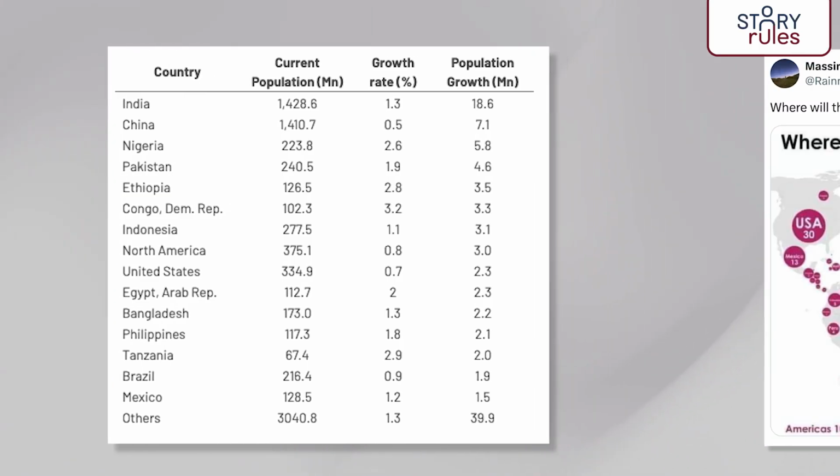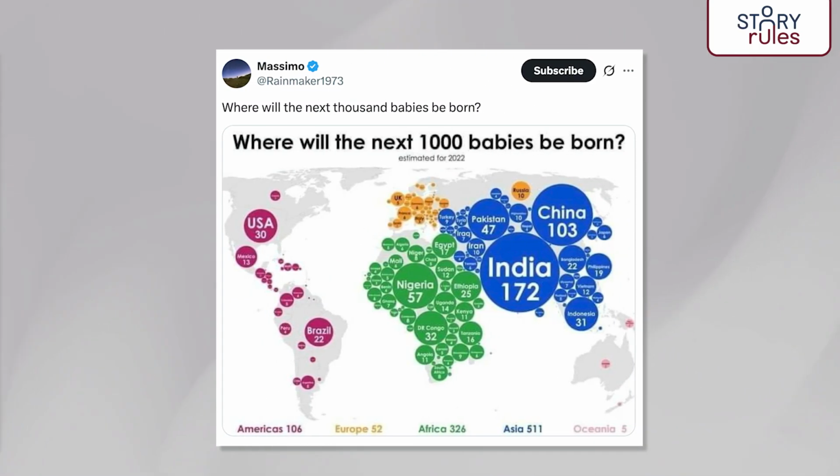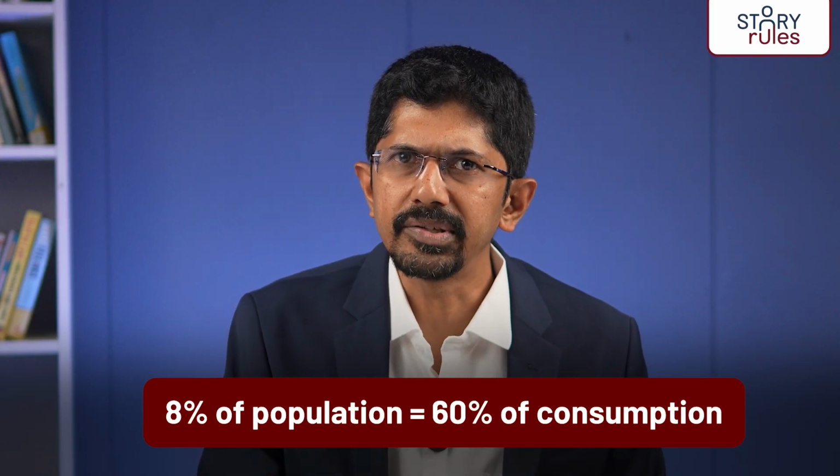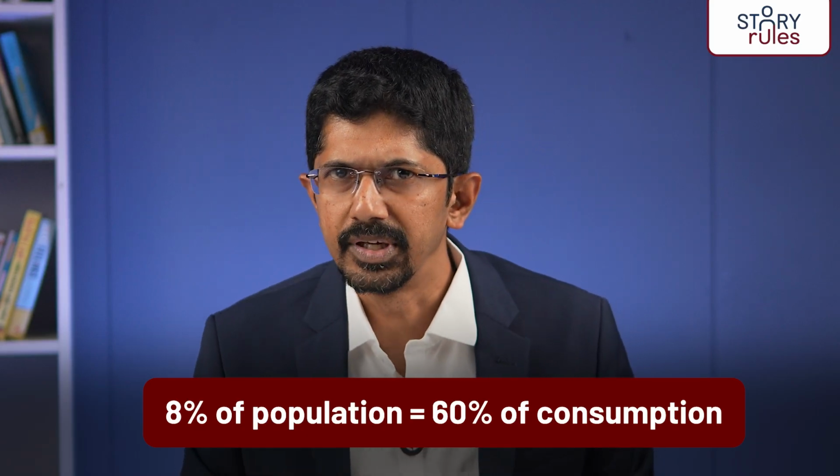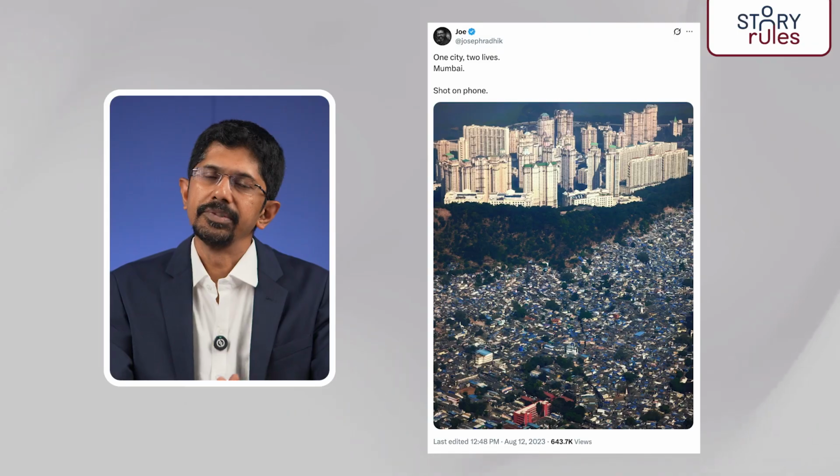For example, if you wanted to study global population growth by country, would you prefer a table like this or a simple yet arresting visual like this? If you want to talk about inequality in India, you could talk about the many Indias with vastly different incomes and wealth levels. You could talk about how the top 8% of our population account for 60% of our consumption. You could talk about how just 0.3% of Indians contribute to 80% of the income tax. Or you could just show this picture.